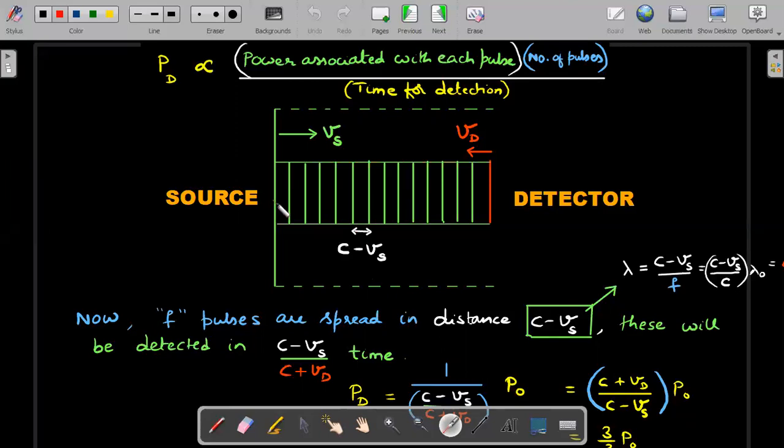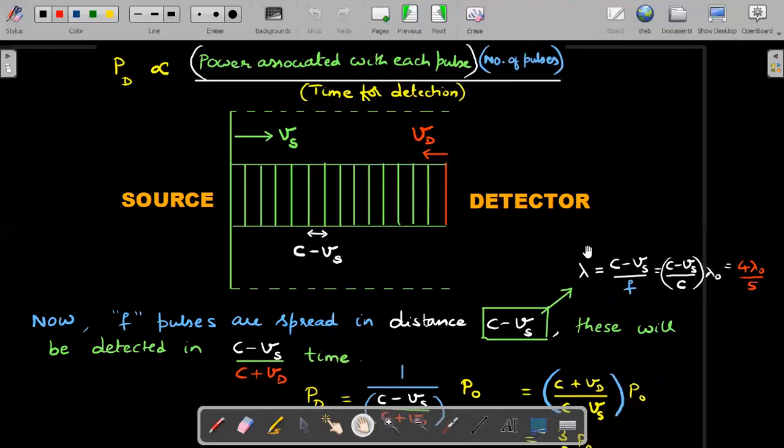The source will keep emitting. The pulses are like bullets from a gun, and in 1 second f bullets still come out. Those f bullets will now be cramped up in a lesser distance, is what we are arguing. So now f pulses are spread over a distance of c minus Vs. So I can do a sideline calculation of lambda, which is now c minus Vs by f. If I substitute f, which originally was c by lambda naught, then the lambda, which is the gap that would be detected by the detector, would be 4 lambda naught by 5, as I substituted Vs as c by 5. Okay, so that's one of the options that you need.